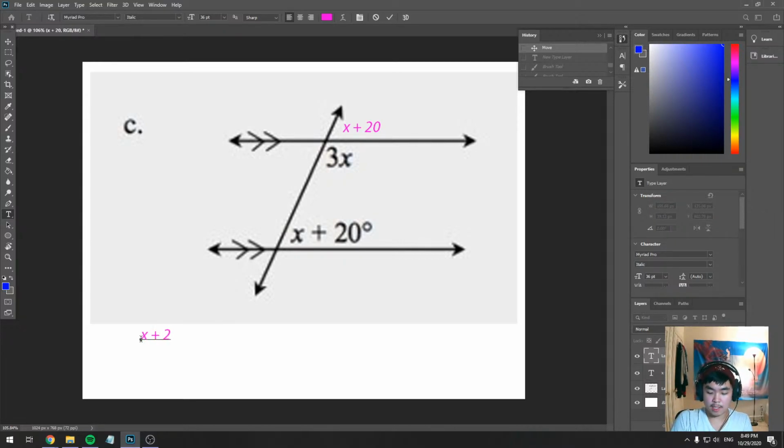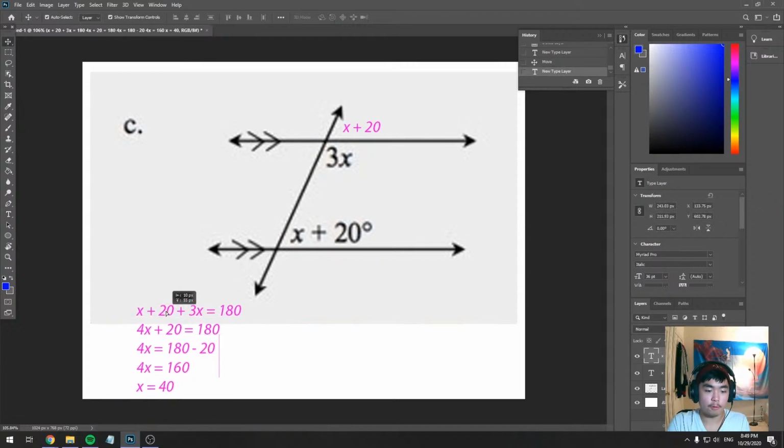Well, I'm gonna say that their sum, so x plus 20 plus 3x, that combined expression is gonna equal 180. Just like that. So x plus 20 plus 3x equals 180. Combine like terms. Move the 20 to the other side. And x should equal 40. 160 divided by 4, x equals 40.